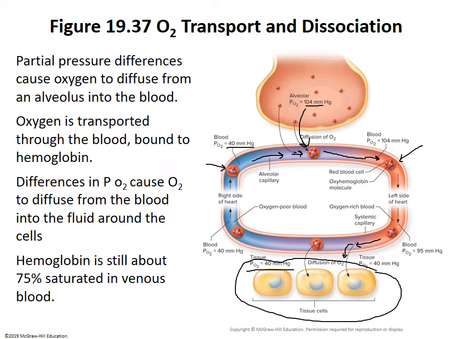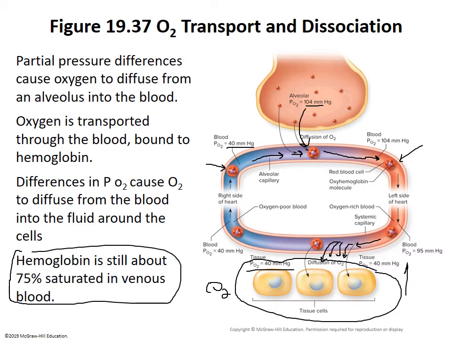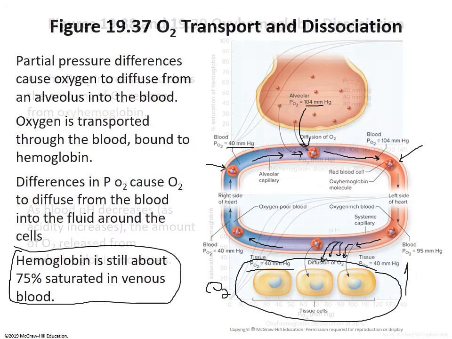I'm going to have an increased level of CO2 in this area, and that's going to cause oxygen to be released as well. I'm going to have a temperature that's greater here. That's going to cause oxygen to be released. And there's going to be an acidic environment that causes oxygen to be released. So that's how it's transported through the blood. And just remember, hemoglobin is 75% saturated when it's in the venous system. So that's talking about after it's gone through the capillaries, and on this side, it's still 75% saturated.